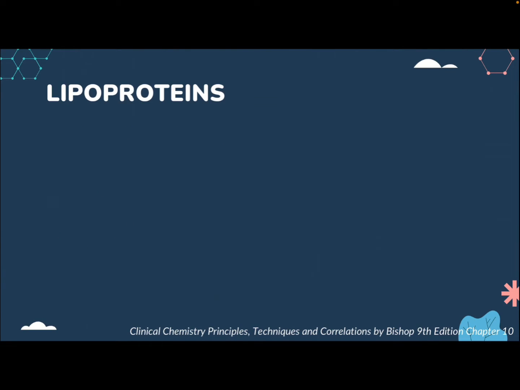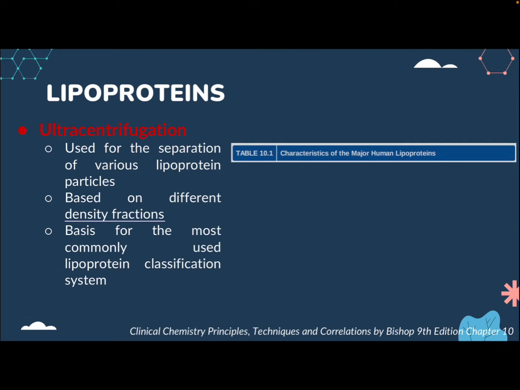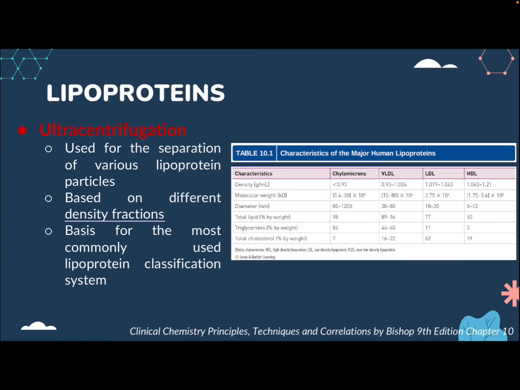The various lipoprotein particles were originally separated by what we call ultracentrifugation into different density fractions, which still form the basis for the most commonly used lipoprotein classification system. In Table 10.1, we can see that the classification of the lipoproteins chylomicrons, VLDL, LDL, and HDL were arranged according to increasing density.